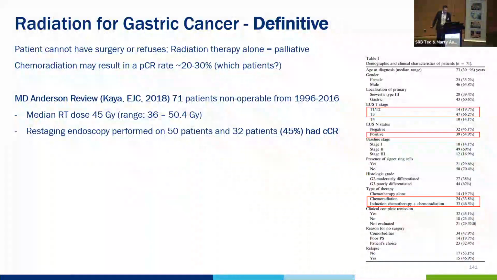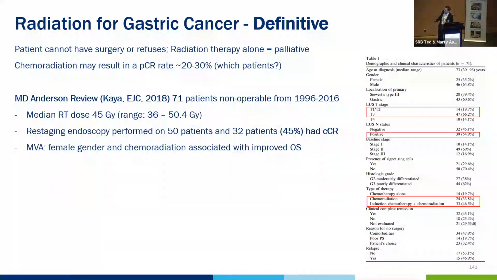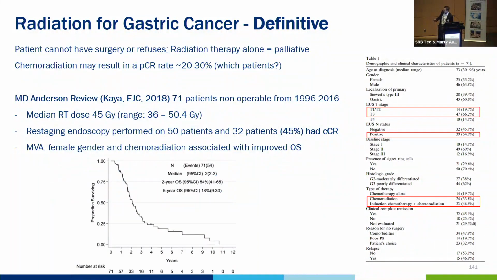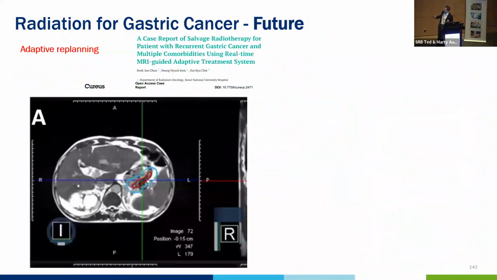Interestingly, they did perform restaging endoscopy on 50 patients of the 71 that they treated, and about almost half of those patients had a clinical complete response. Unfortunately, though, which may be a testament to the median age of the patients at 73, you'll see the 2-year survival approximated about 50%. So while this was an older patient population, the overall survival is still quite limited for patients that are treated with this approach. But I think what it does show is that there can be some durable local control for some patients that are ineligible for surgery or that refuse surgery. But standard of care, even based on this experience, still is a plan for perioperative chemotherapy and surgery.